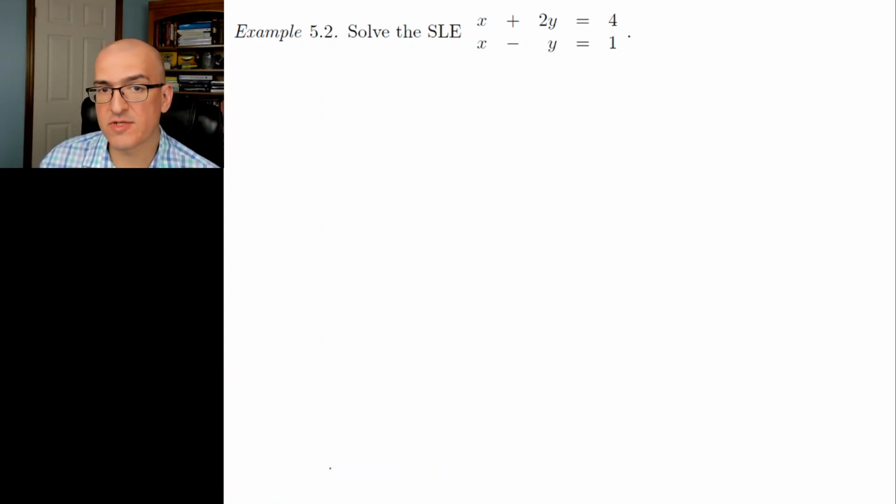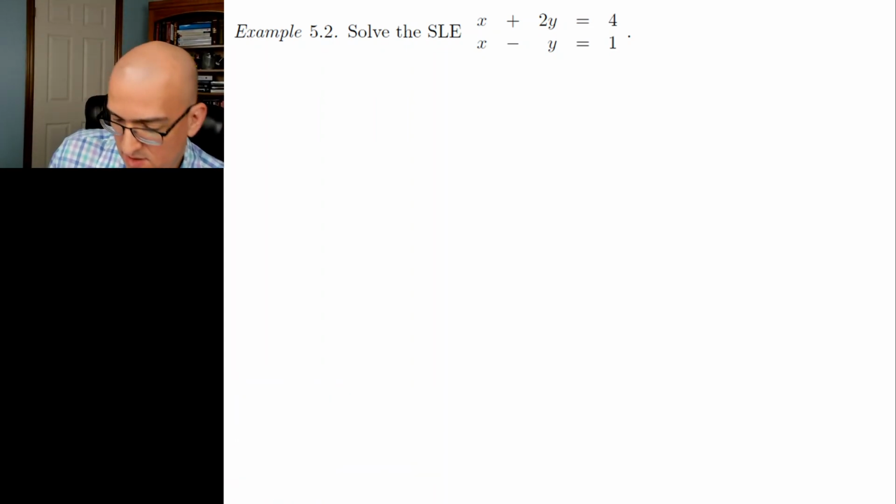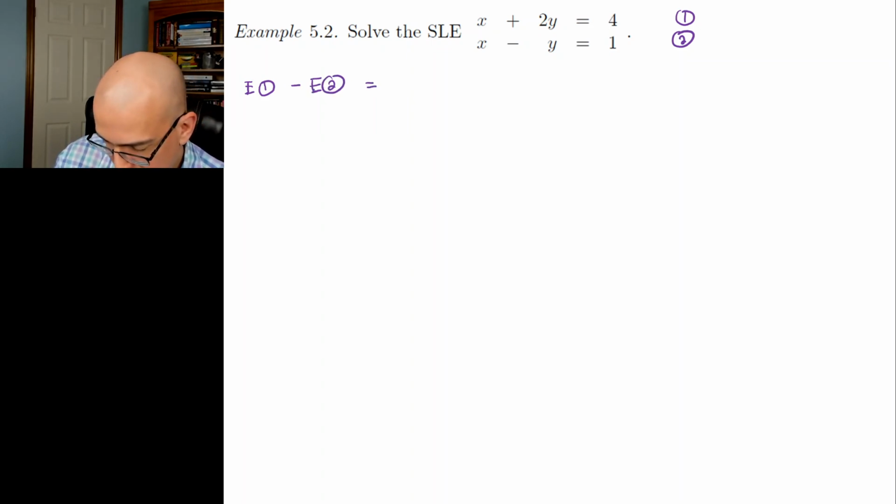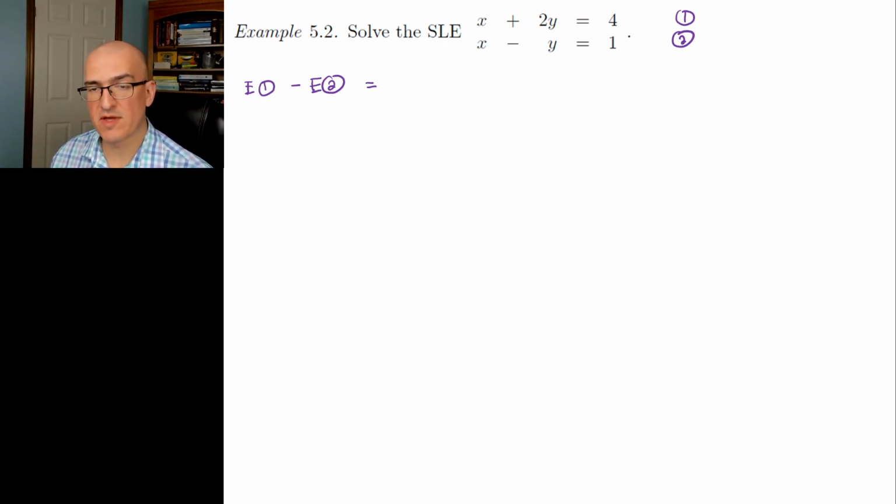So what I'm going to do first is call this equation 1 and call this equation 2. And I'm going to take equation 1 minus equation 2. So I'm going to subtract one from the other one. Or you can think of this as equation 1 plus -1 times equation 2.